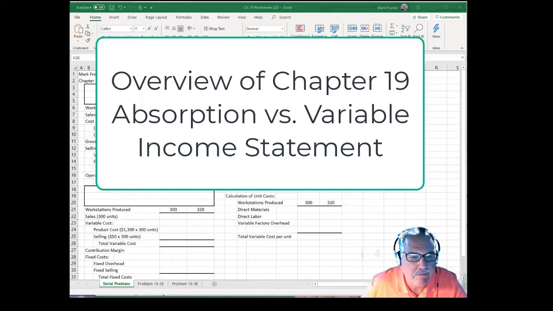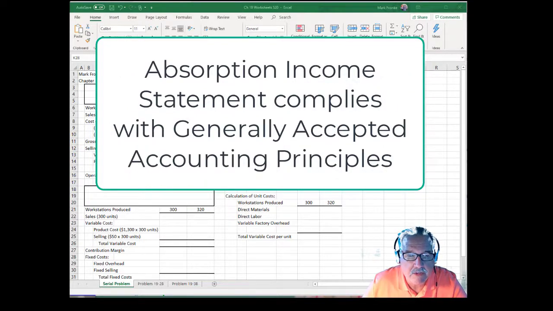This video is an overview of Chapter 19 and the concepts in Chapter 19, where we are going to look at the difference between a variable cost income statement and an absorption cost income statement. Absorption cost income statement is the same type of income statement you've always prepared, where we calculate cost of goods sold and then net income. Cost of goods sold is sales minus our product costs minus selling and administrative expenses to get our net income.